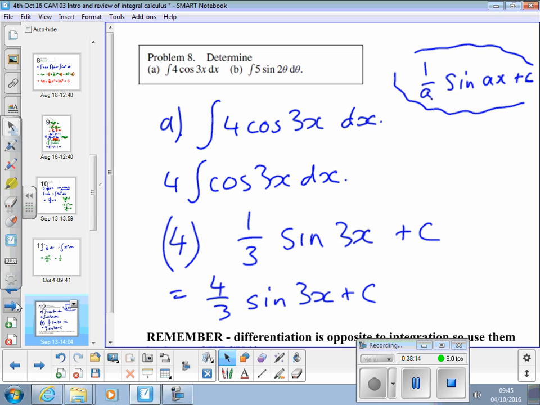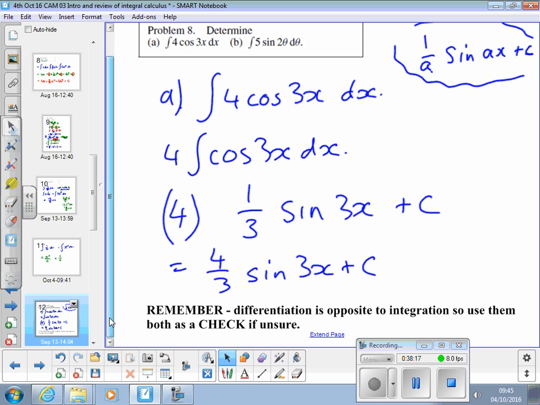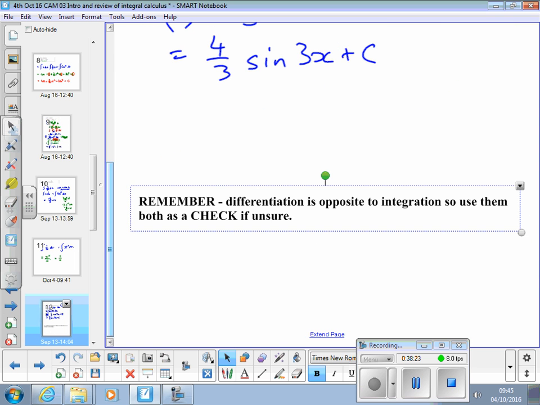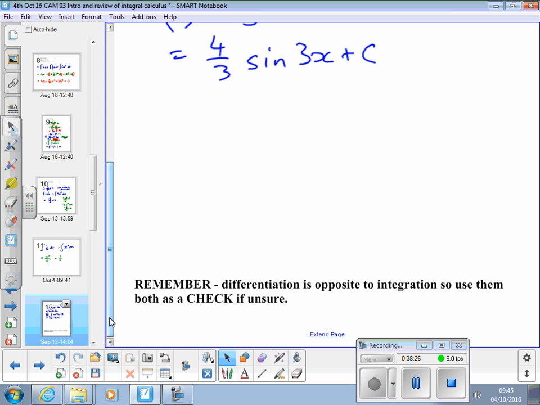So have a go at the other one, 5 sine 2 theta. Because it's a constant multiplier, isn't it? Yeah? On page 1, 2, 3, 4, 5, Mike, you've got those formulae, haven't you? And if you've got a constant times a function, you just take the constant outside the integral. Yeah?